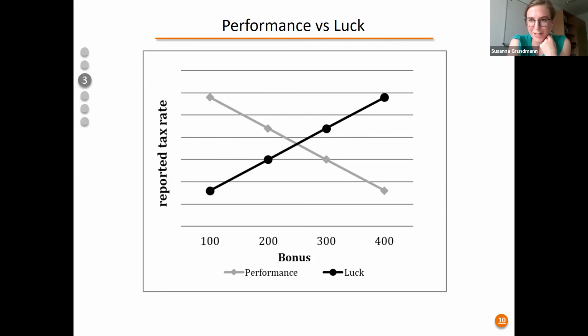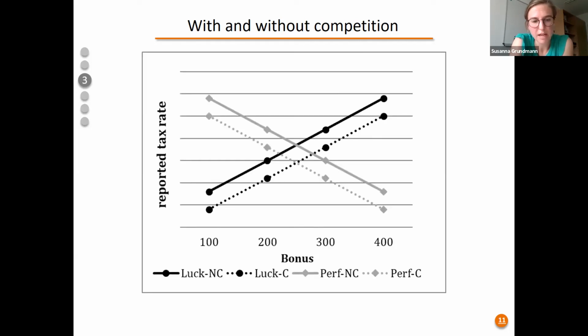Right. So this is what I expect for the performance and the luck treatments. And now coming to the competition treatments. As already said in the literature review, the general finding is that competition tends to increase the focus on own individual well-being. So there's a lot of evidence that subjects become more selfish in or after a competition. And therefore I expect competition to crowd out the intrinsic motivation for honesty to a certain extent. So again, looking at the stylized graph, I would expect subjects to report lower tax rates for all bonus levels in the competition treatments, but still keeping the same slope as without competition.